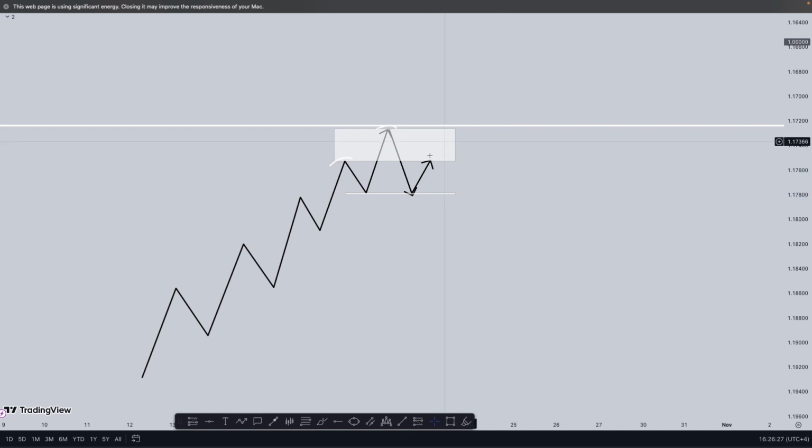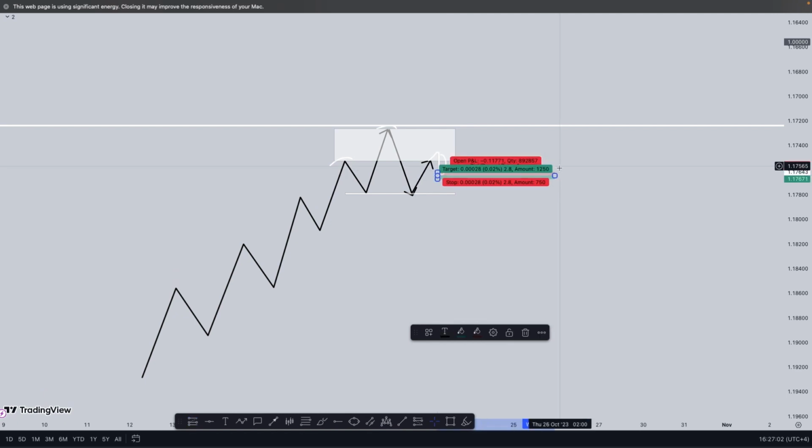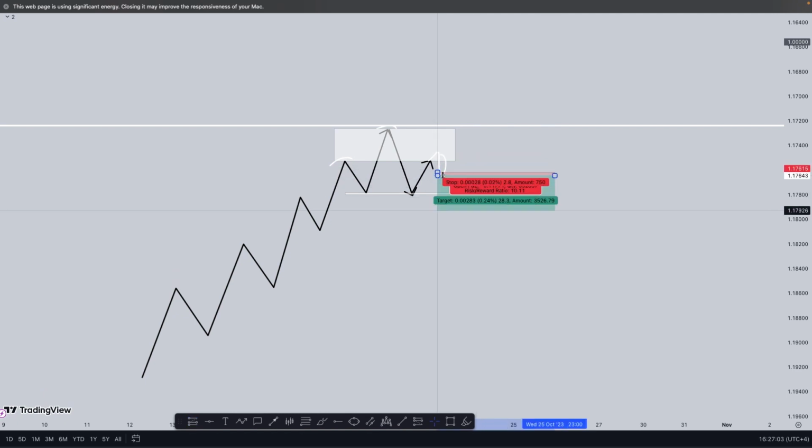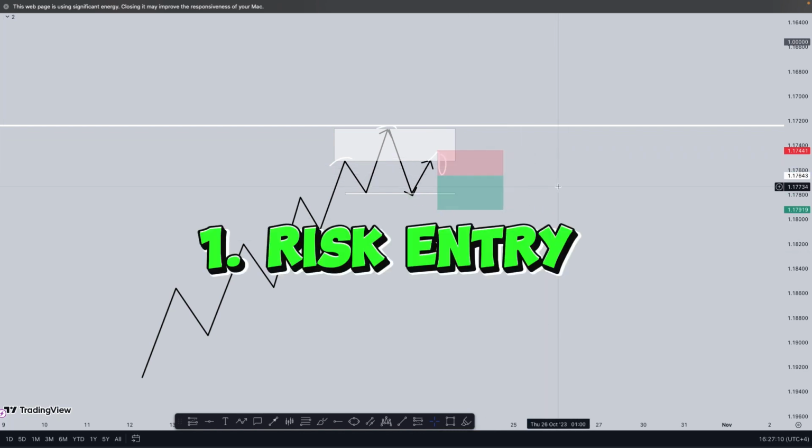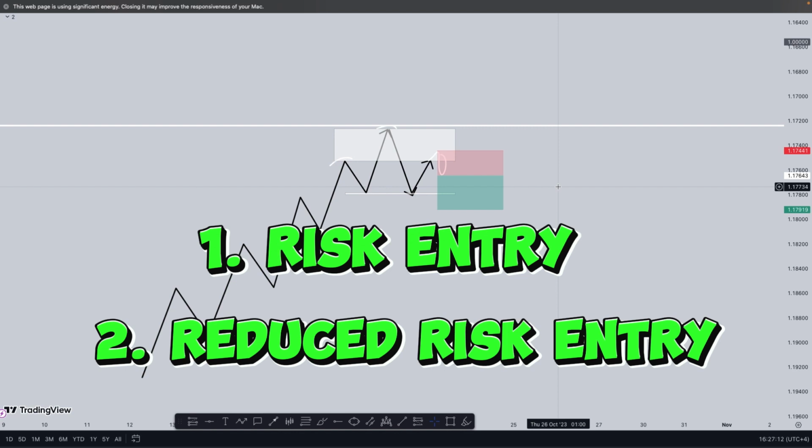I just want price to play around here. So if I should see a bearish engulfing candlestick in this zone, right, I should see a bearish engulfing in this zone, I can go ahead to be looking for selling opportunities, right, once I see this engulfing. But also we have two types of entries. We have the risk entry, we also have the reduced risk entry.